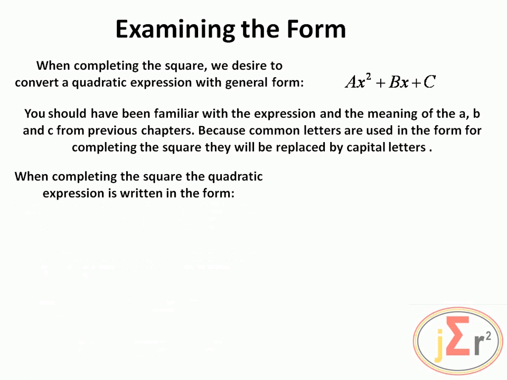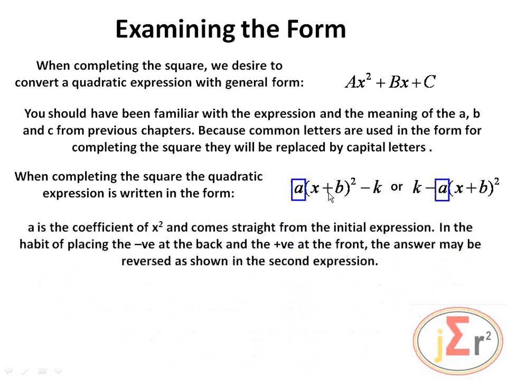When completing the square, the quadratic expression is written in two forms. One, we have here A, and in brackets we have x plus b, then all squared. So x plus b is all squared minus some number. Or it might be that the number is given first and then the square is given after. Of course, k minus A and x plus b all squared. So A is being multiplied by x plus b all squared as we have it right over here. But we are going to still say what they are.